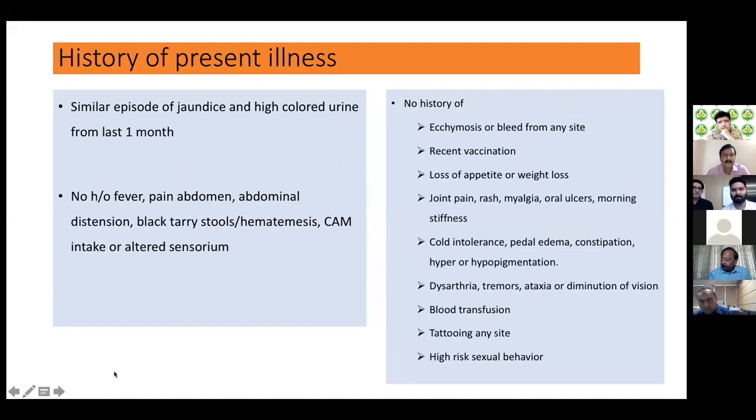This time she presented to us with a similar episode of jaundice associated with high colored urine for the last 1 month. She had no history of fever, pain abdomen, distension, black tarry stools, hematemesis, any history of complementary or alternative medicine intake, or altered sensorium. There was no history of ecchymosis, recent vaccination, loss of appetite or weight. There was no history of any joint pains, myalgias, oral ulcers, dysarthria, tremors, any blood transfusions, or any tattooing history, or any high-risk sexual behavior also.